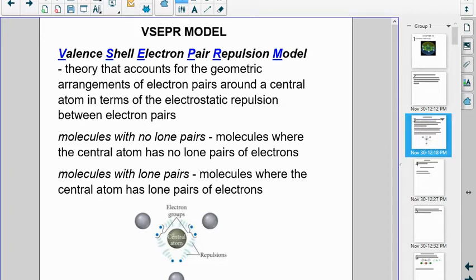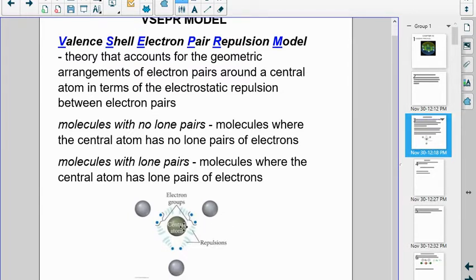We're going to put our molecules into 2 groups. Ones with no lone pairs of electrons on the central atom, or molecules with lone pairs of electrons on the central atom. The idea here is that if we look at this picture on the bottom, we have our central atom. We have bonds being formed, say these 2 atoms, these 2 and these 2. And what ends up happening is these electrons repel each other, and they try to get as far away from each other as possible. And again, we have to think in 3 dimensions for this.